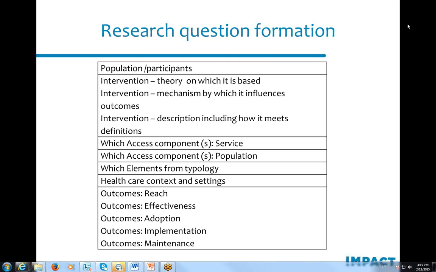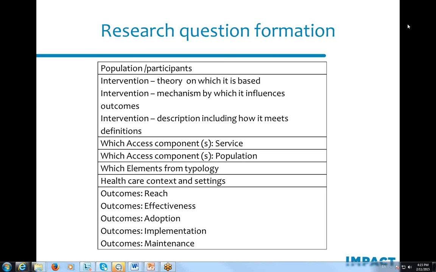The next element is that we would want the LIPs to describe, in relation to their question, how the intervention relates to the typology of innovations identified in Project 1. So in Project 1, which was a scoping review, a typology of innovations has been developed, and for the particular innovations which the LIPs are interested in, how do they relate to that typology?